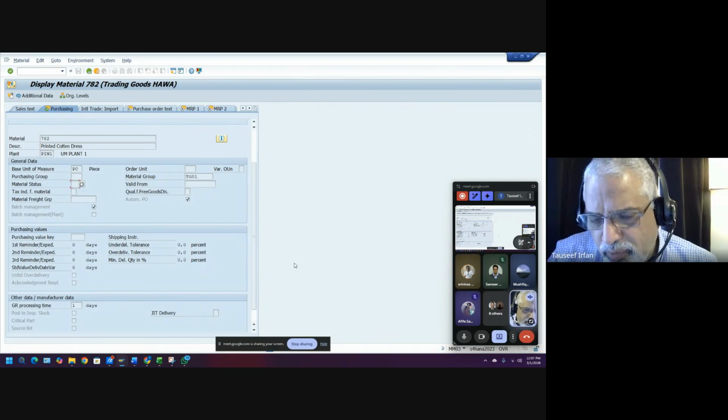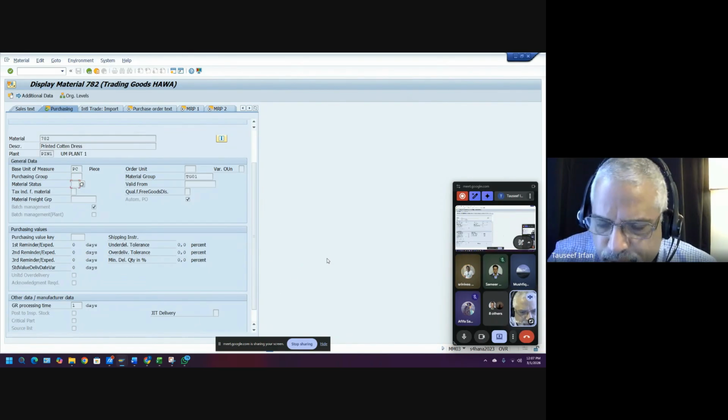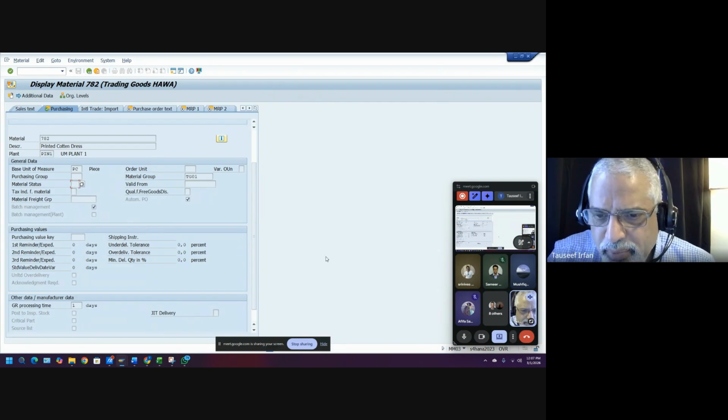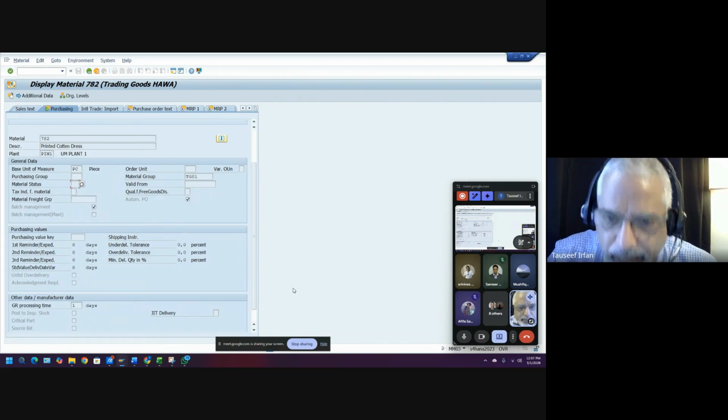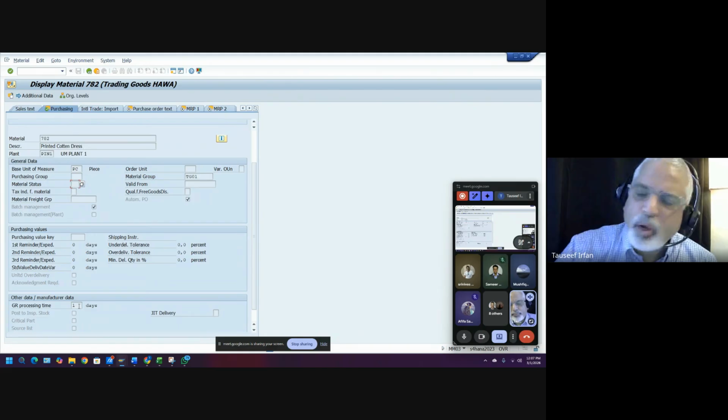Physically, the stock is in the warehouse. Does it show up in the system? Have the warehouse guys done the GR 101, or whatever GR they are doing? The time they take to do that is 1 day. Okay.